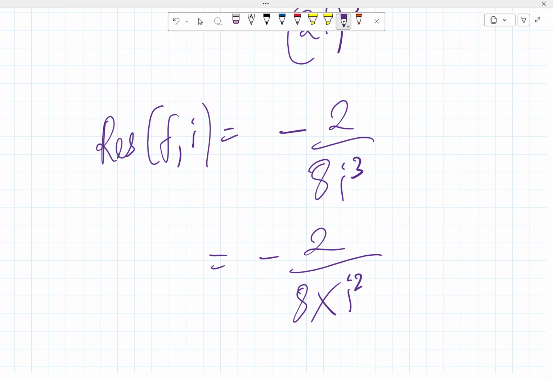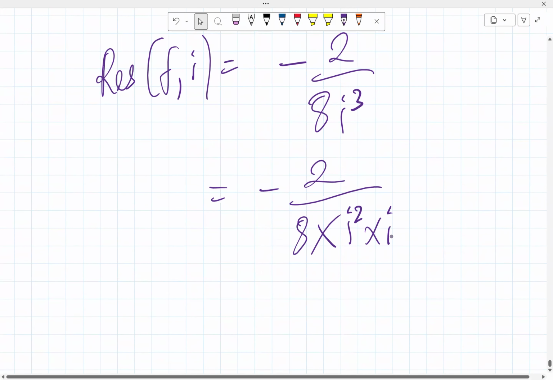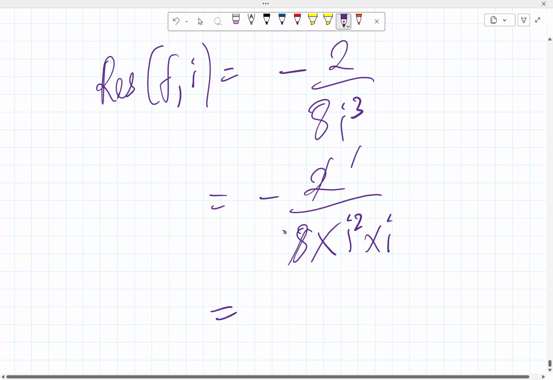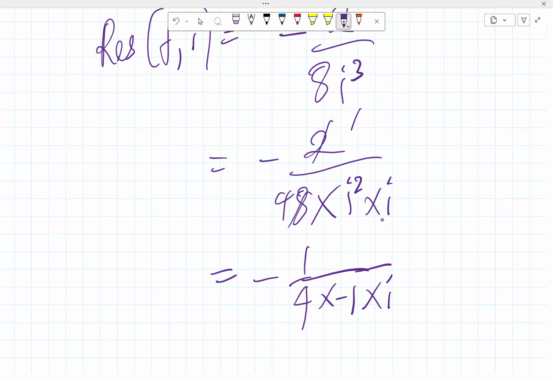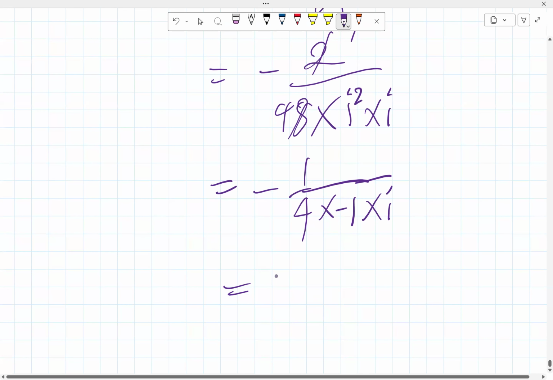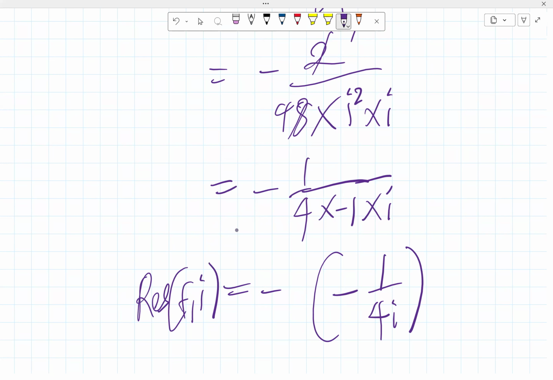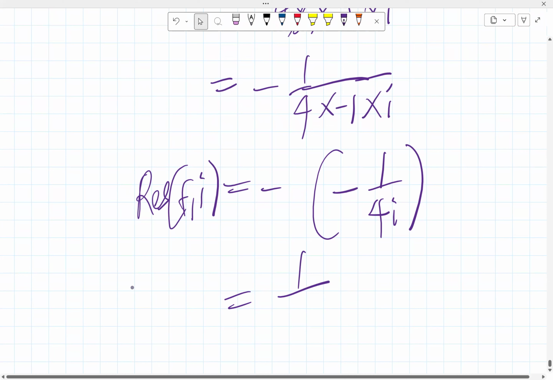So that's like i squared times i now. Of course, 2 here is 1, 2 here is 4, so we have minus 1 over 4. Then i squared is minus 1, then i down there. So minus and minus will cancel, so we have 1 over 4i. So that's still the residue, the residue of the function at i, which is simply 1 over 4i. Okay, so we got the residue, so we can go back to where we started from.